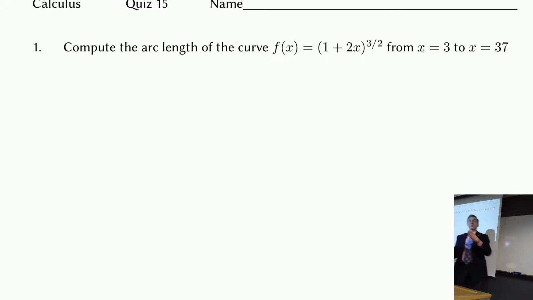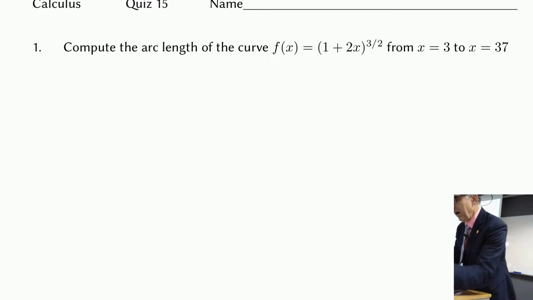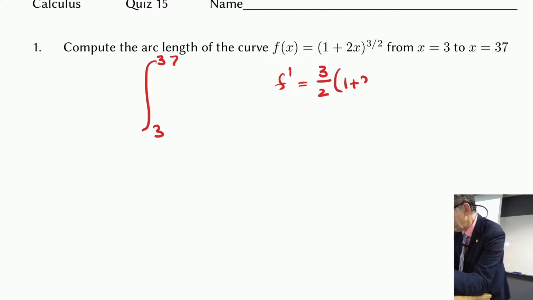All right, for the sake of those who have finished, let's go ahead and set this up. It won't take too long, and then we can move on and talk about the practice test. So let me know if you have questions about this, but I'll just go ahead and first of all set this up. So f prime is 3/2 times (1 plus 2x) to the 1/2 times 2.